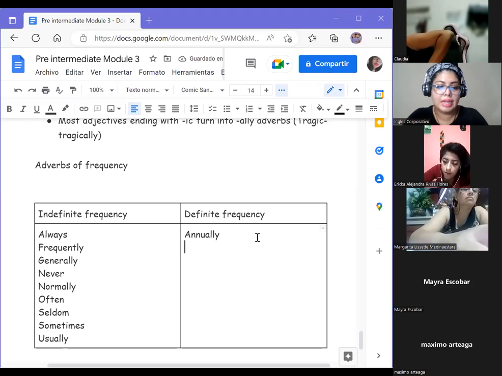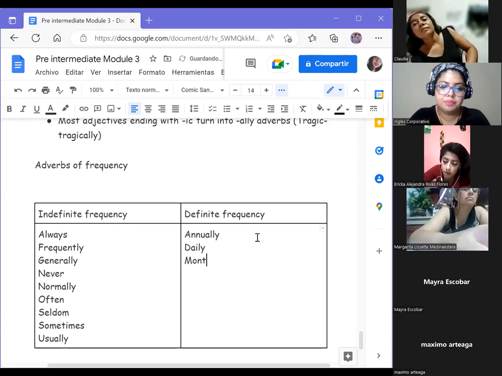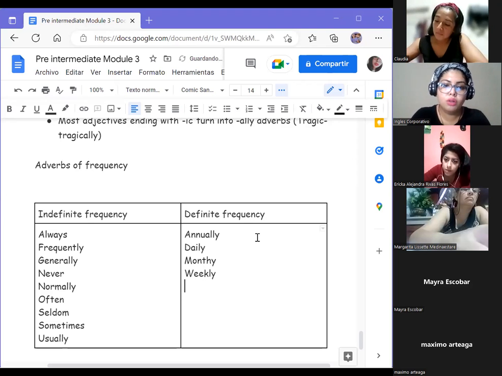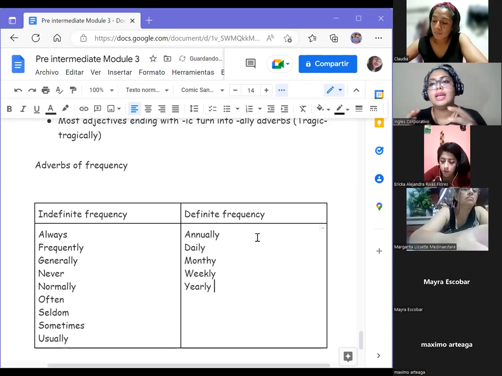Luego tenemos daily. In this case it is every day. Daily. Monthly. Like every month. Weekly. Every week. And also we have yearly. In this case it's from January to December. So in this case it's more specific because we have a specific time in which we perform an action.